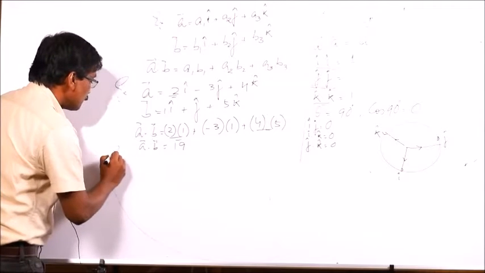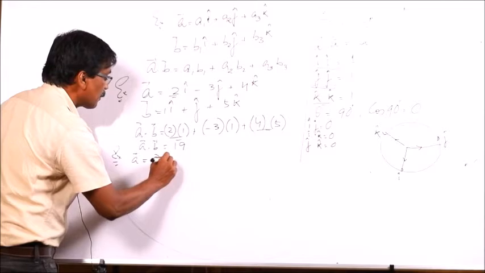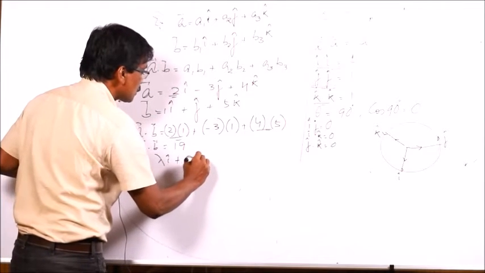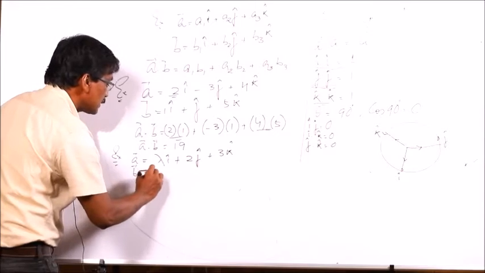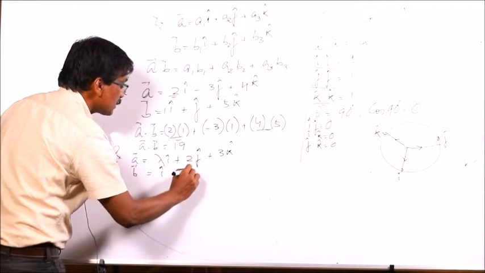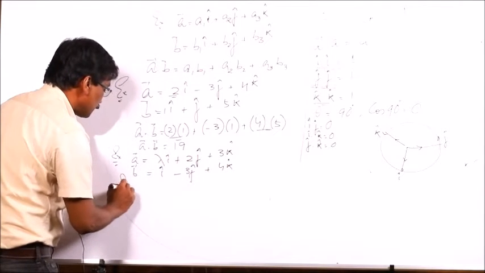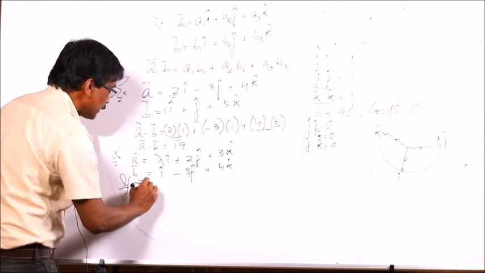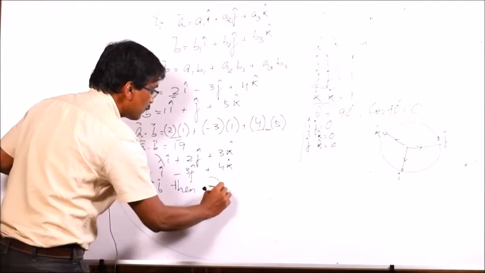Take another example. Suppose A vector is equal to lambda i cap plus 2 j cap plus 3 k cap, and B vector is equal to i cap minus 3 j cap plus 4 k cap. If A vector is perpendicular to B vector, then what is the value of lambda?